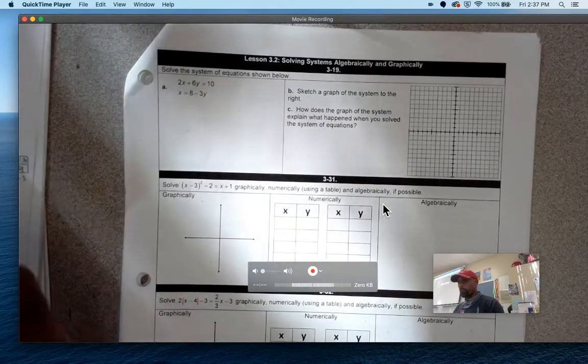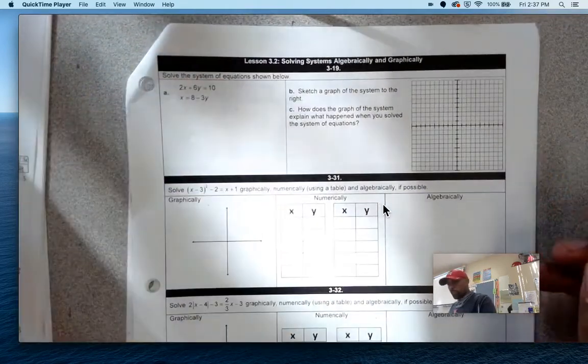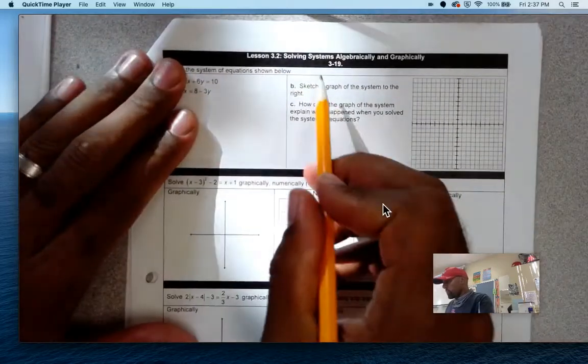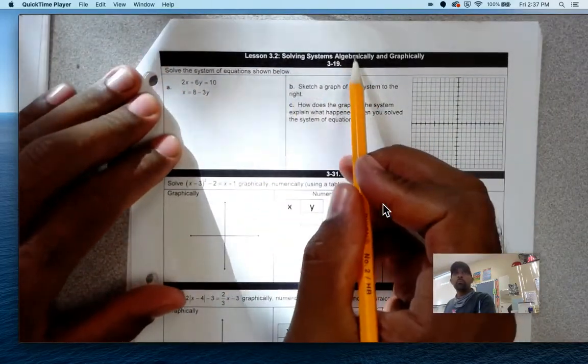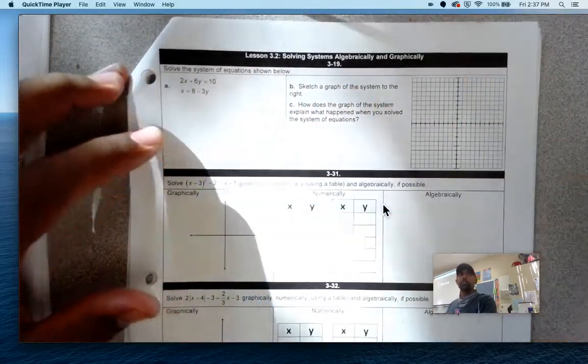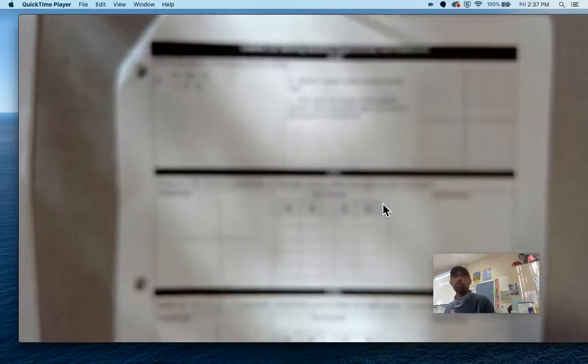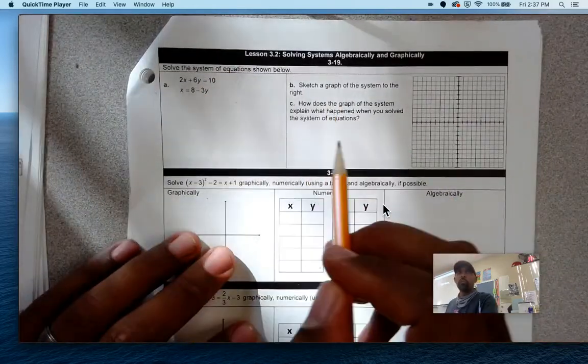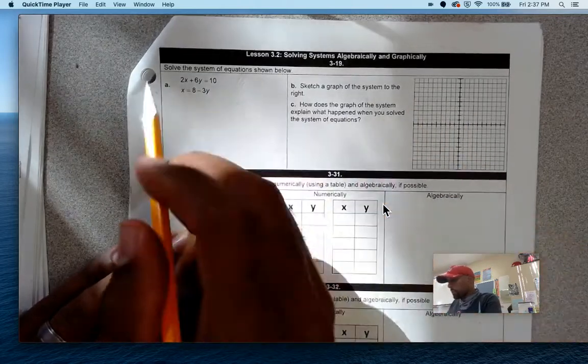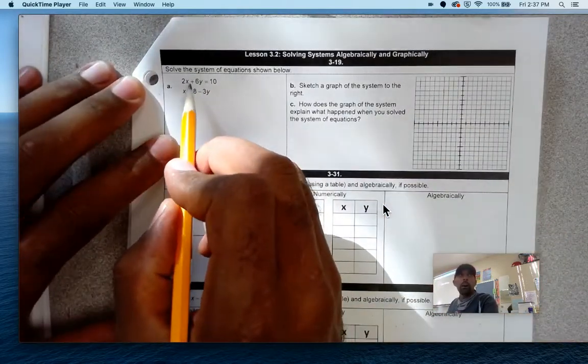Okay, guys, I'm going to go over lesson 3.2. All right, so first of all, these are all solving systems. Some we're going to do algebraically, where you're going to do it out by hand, and some we're going to do on a graph. So we may be using Desmos in some cases to do the graph ones, depending on what's going on.